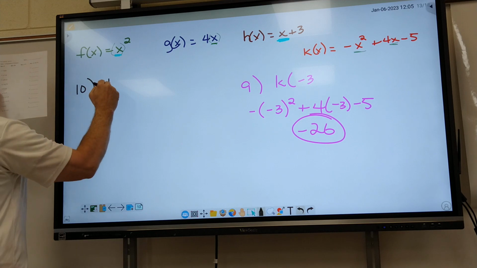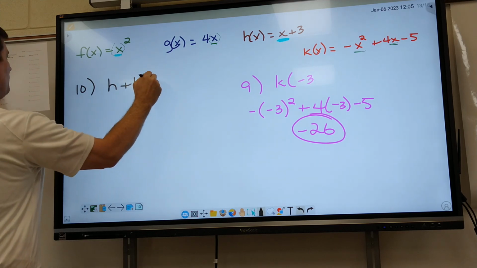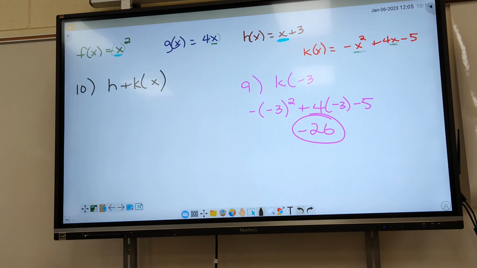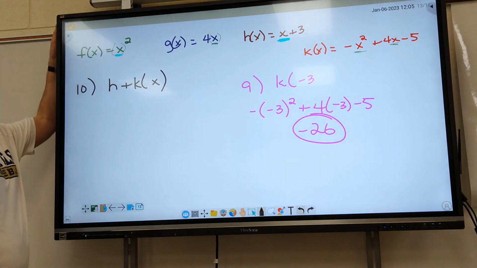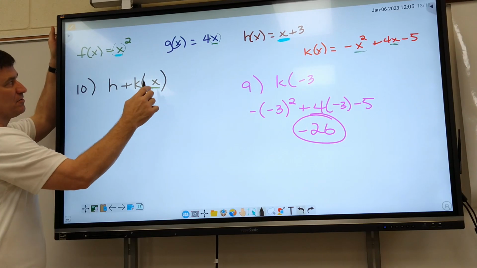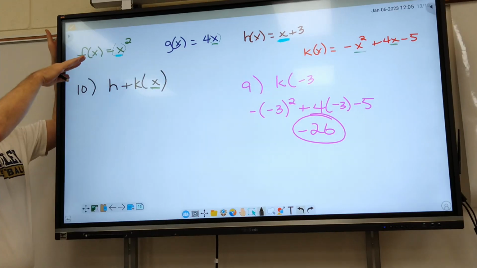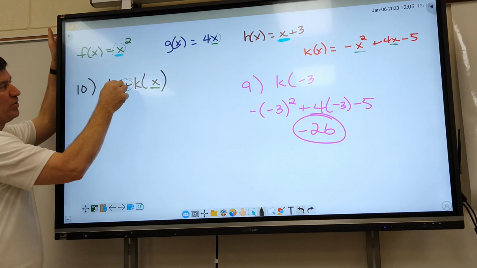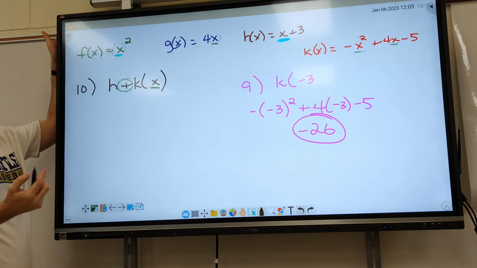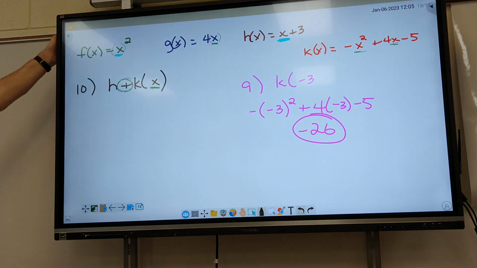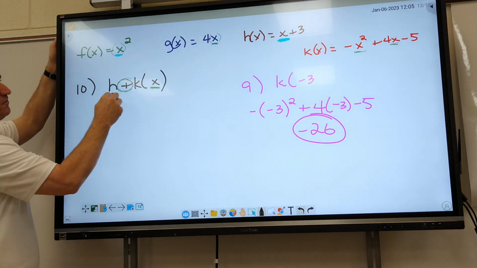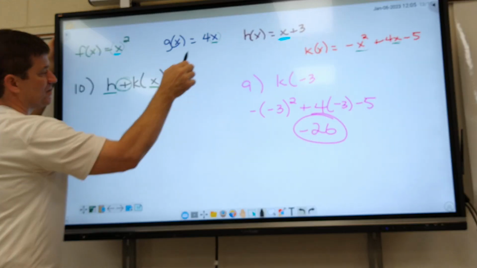All right, next one says h plus k of x. Look at this one. What do they want you to plug in? X. The x's have already been plugged in, right? What sign is in between this one? Plus. So we're just going to add up like terms, basically. Let's write the h of x down in the front. That's x plus 3.